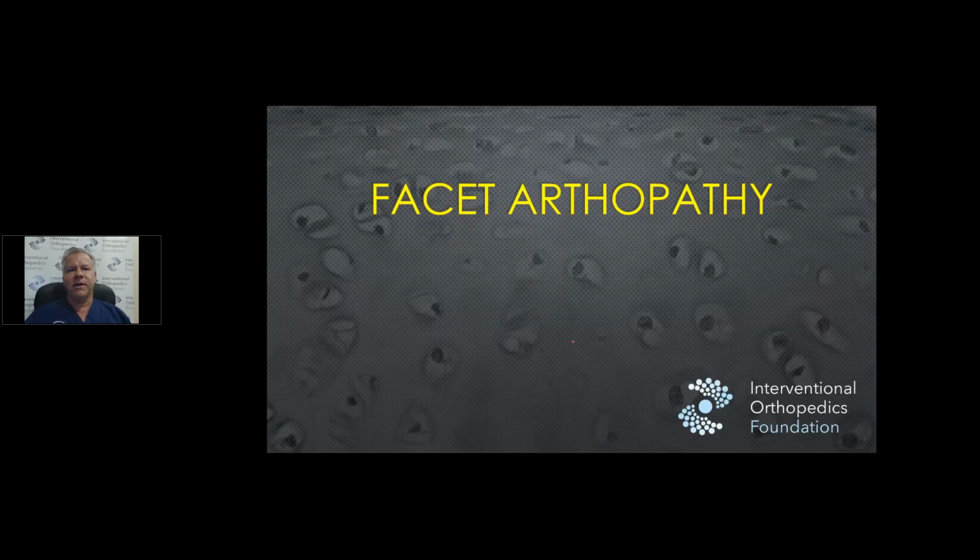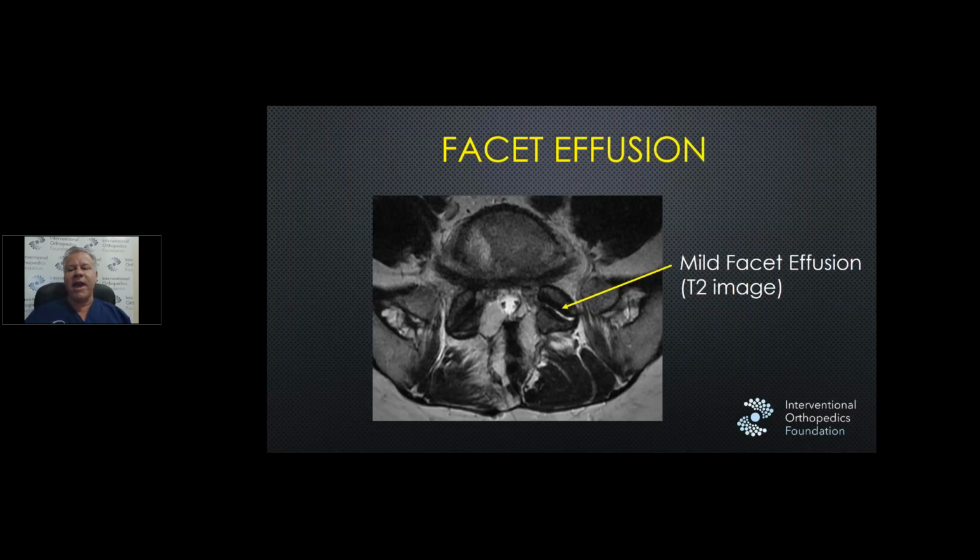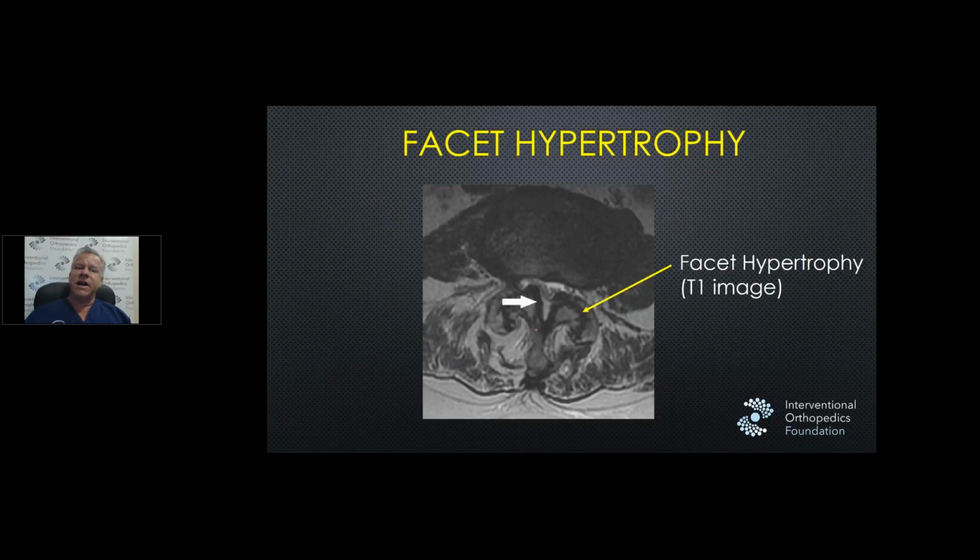Facet arthropathy. So you can have a facet effusion, which is, if you look at this facet, you don't see any bright signal on the T2 weighted image inside the joint. But if you look at this facet, you can see this bright signal inside the joint. And that's a mild facet effusion. You can get facet hypertrophy. The facet can get all sorts of weird shapes and, again, begin to crowd out the foramen, which you can see it's doing here.